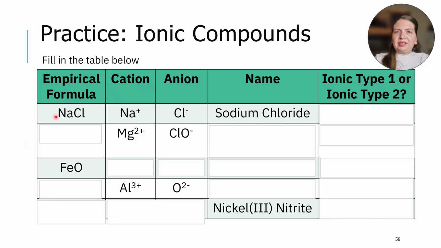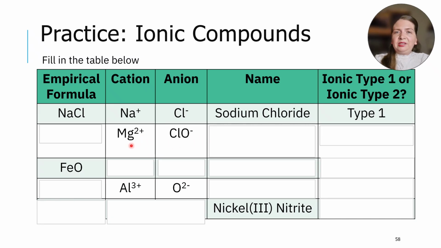This compound contains sodium ions and chloride ions. Sodium is located in group 1, so it always forms 1 positive ions. Because the cation has a predictable charge, this is a type 1 ionic compound. The name is the name of the cation followed by the name of the anion, so the name of the compound is sodium chloride. For the second row, we are given the ions Mg2+ and ClO-.